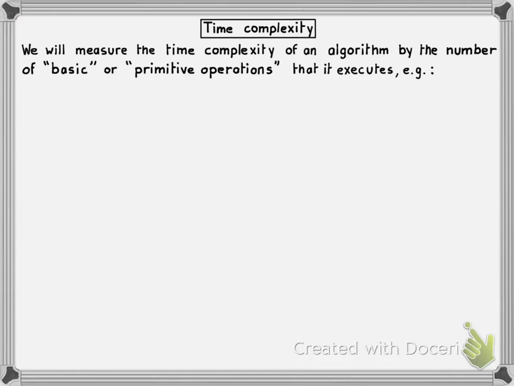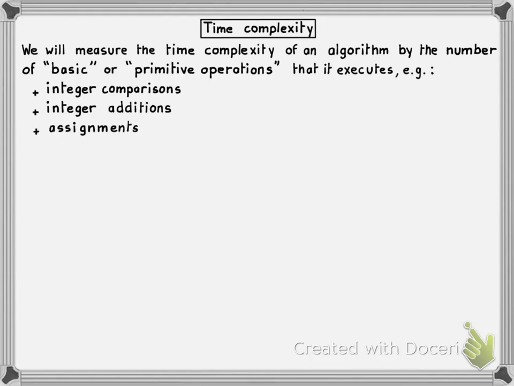Now, what's a basic operation or primitive operation? Well, first, it's an operation that any computer can readily execute. Maybe it's a machine instruction, like an integer comparison, or maybe an integer addition, or maybe an assignment statement. Other possible primitive operations include floating point operations, for example. So depending on the algorithm, you will choose what is the best or most appropriate primitive operation to consider, and then you're just going to count how many such operations the algorithm executes.